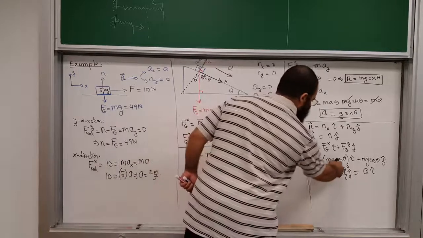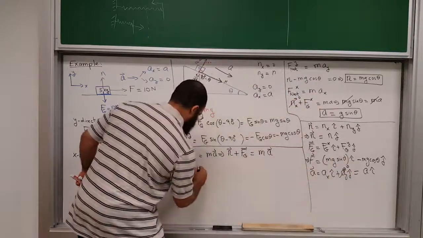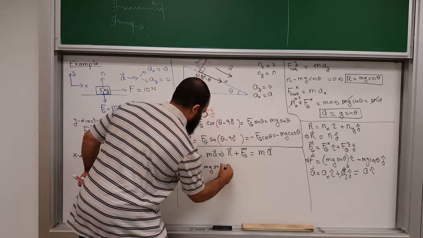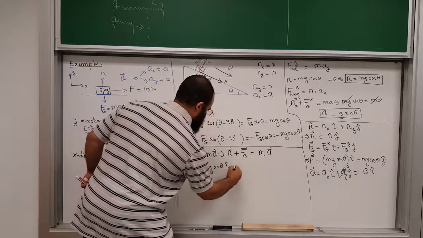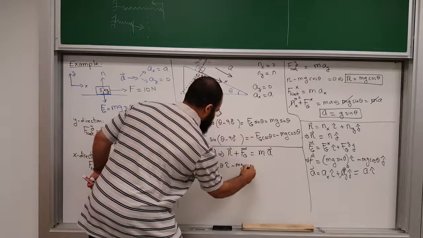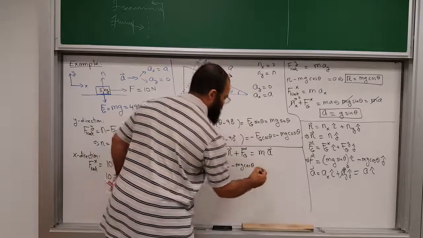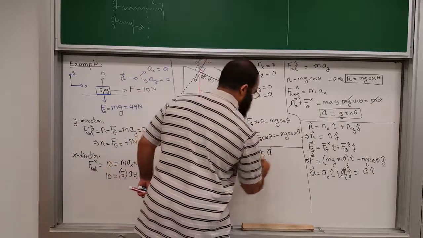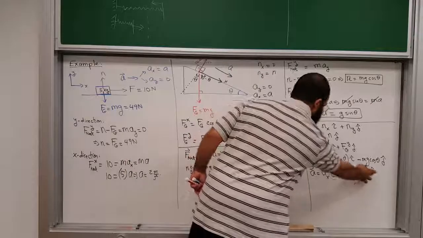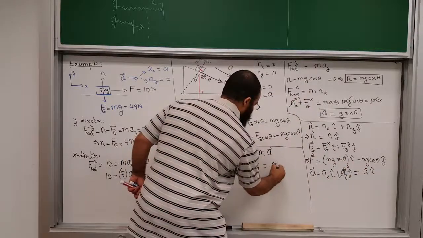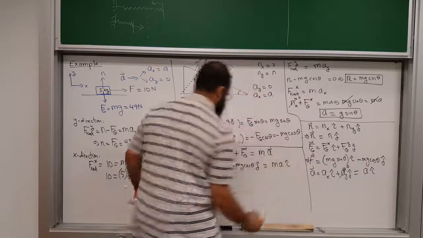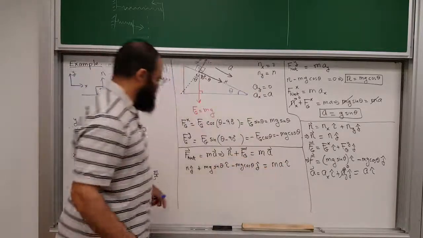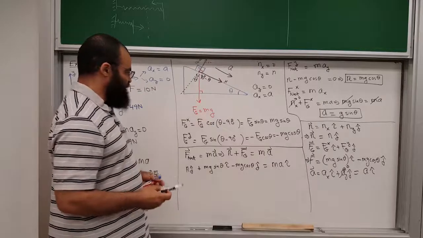Is mg sine theta i hat plus mg sine theta i hat, and then minus mg cosine theta j hat, that's for the force of gravity, equals the mass times acceleration, but the acceleration is just a i hat times m. So it's the mass times a i hat. You can set the i hat components, the x components, equal to each other, and the y components equal to each other.